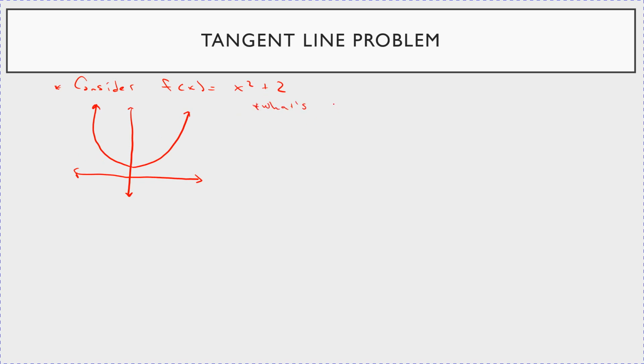The question would be something like this: what's the slope of the line tangent to the graph at, let's say, x is equal to 1? So at the point (1, 3). Here's the point (1, 3). What we want to do is find the slope of that tangent line. A tangent line just touches the graph.